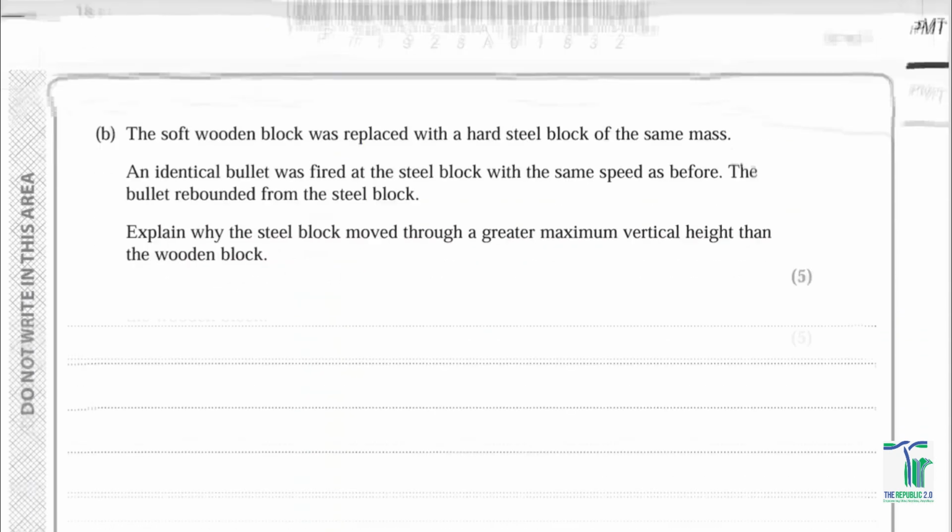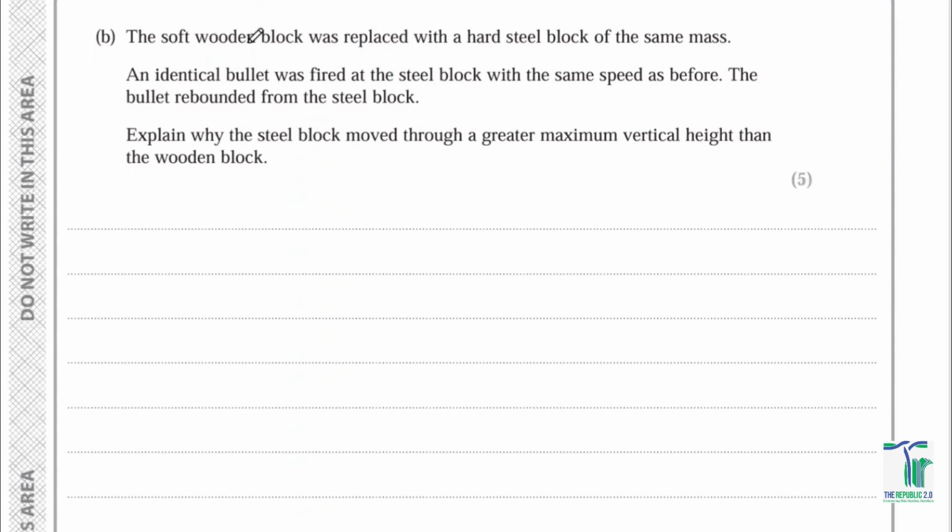Now, in part B, the soft wooden block was replaced with a hard steel block of the same mass, right? An identical bullet was fired at the steel block with the same speed as before. The bullet rebounded from the steel block. Explain why the steel block moved through a greater maximum vertical height than the wooden block. So first of all, we need to talk about why the steel block could move a greater maximum vertical height than the wooden block, right?